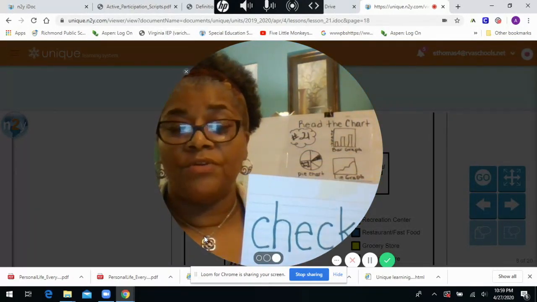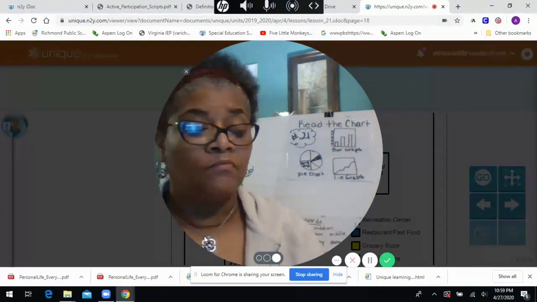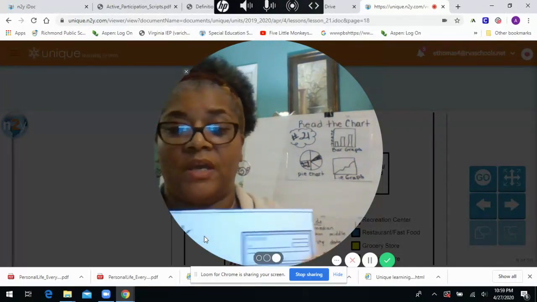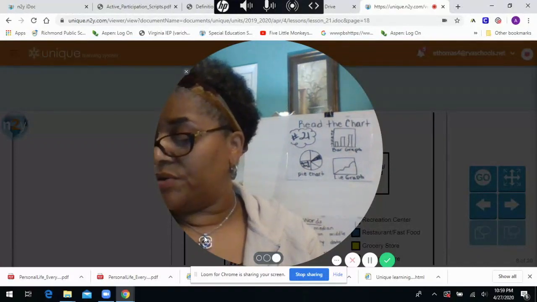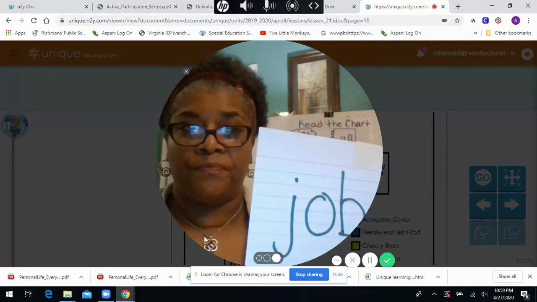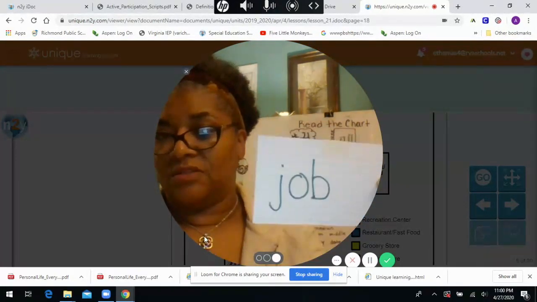Check. Written order that tells the bank how much to take out. The next word is job. A position where someone works for pay.